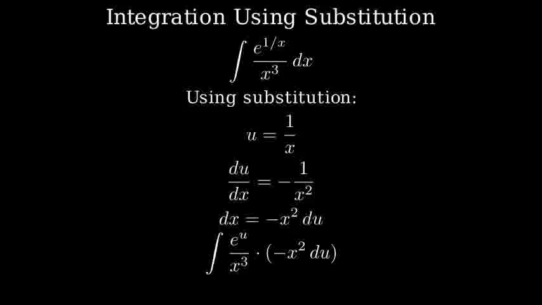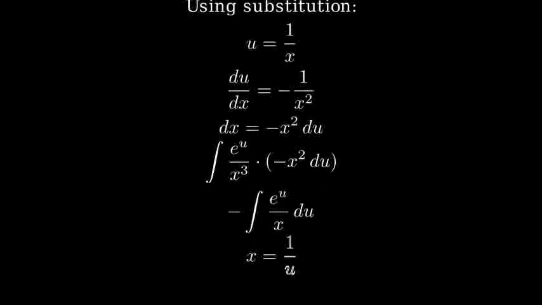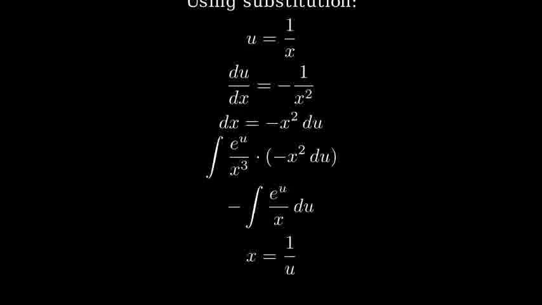Notice that x squared in dx nicely cancels part of the x cubed in the denominator. This lets us cancel terms and simplify the integral to the negative integral of e to u divided by x du. We know x equals 1 over u based on our substitution. Substituting x as 1 over u, we now have the negative integral of e to the power of u divided by 1 over u du, which simplifies to u times e to the u du.